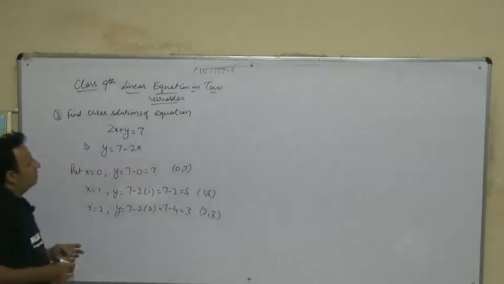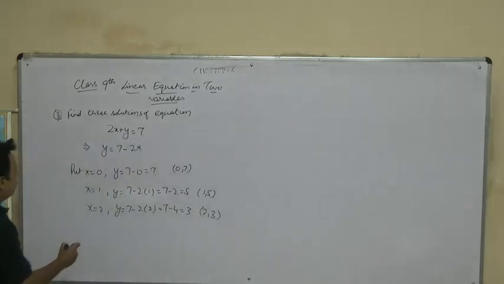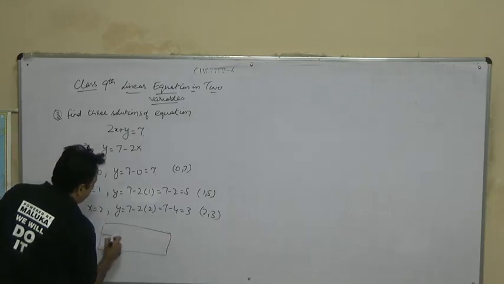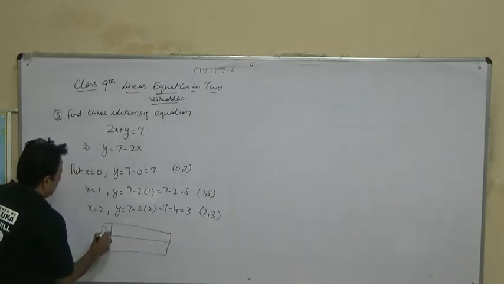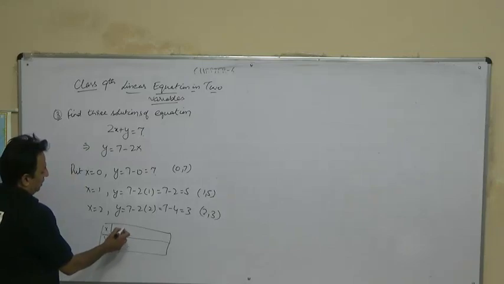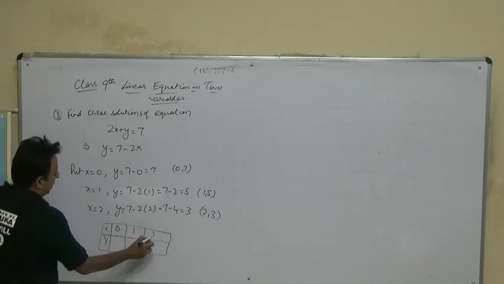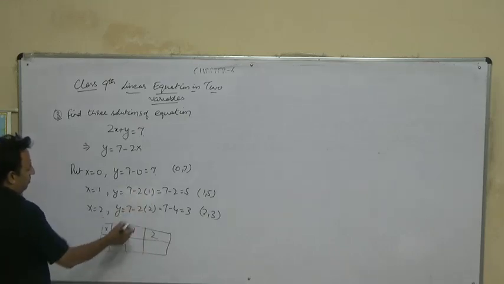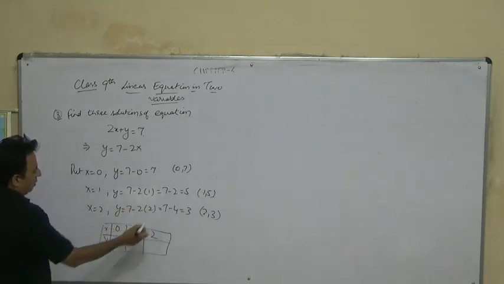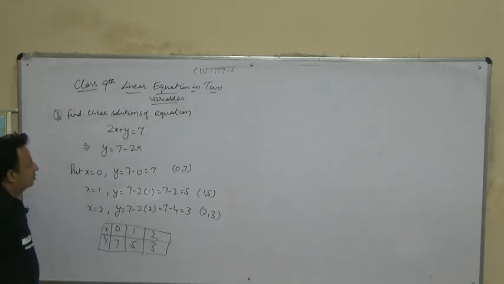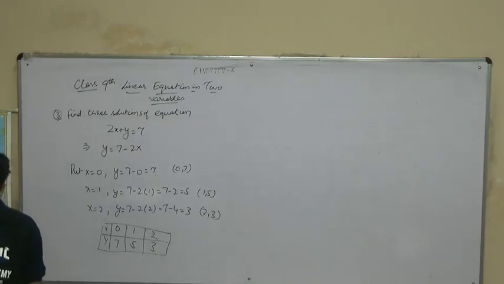Now we can summarize the answer in the form of a table. This is x, this is y. You want to write three values. x is 0, 1, 2, and the corresponding values of y are, for 0 it is 7, for 1 it is 5, for 2 it is 3. So we can write this answer in this form also.